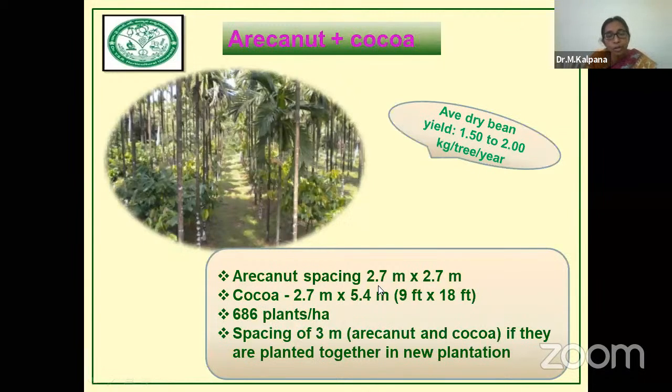Then coming to arecanut, the arecanut spacing will be around 2.7 by 2.7 meters, whereas for cocoa we follow around 2.7 meters, which will accommodate 686 plants per hectare. And if arecanut and cocoa are planted at the same time, then go for a spacing of about 3 meters for both arecanut and cocoa. Here the average dry bean yield is around 1.5 to 2 kg per tree per year.